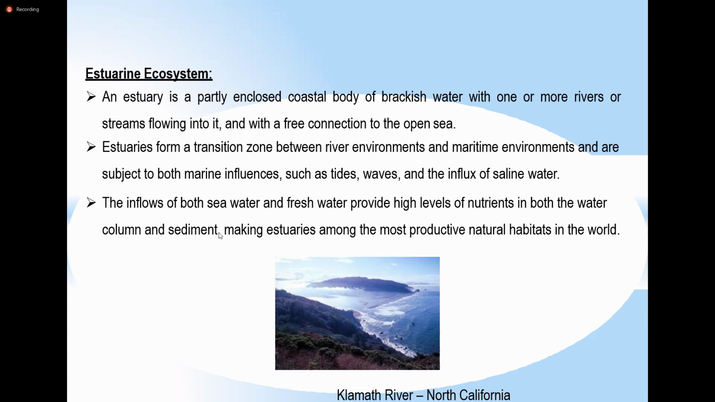Brackish water with one or more rivers or streams flowing into it and with a free connection to the open sea. So it is receiving water from both sides. Estuaries form a transition zone between river environments and maritime environments and are subject to both marine influence such as tides, waves, and the influx of saline water. The inflows of both seawater and freshwater provide high level of nutrients. Now, it is not concentrated in salinity.